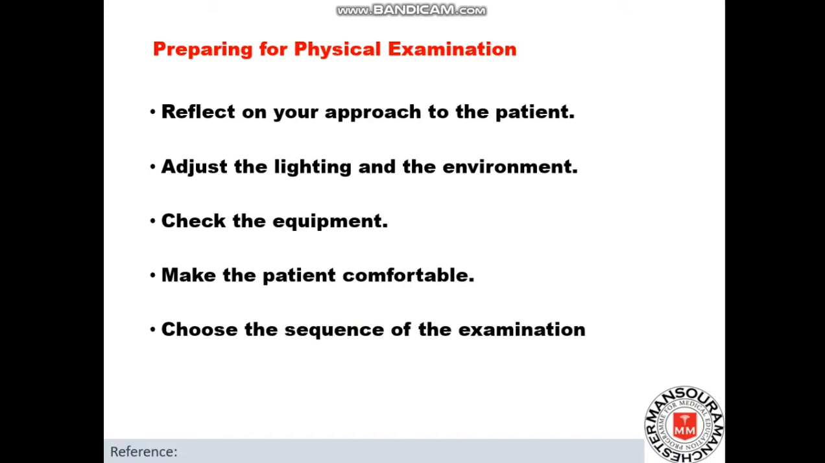First of all, during physical examination, you must arrange these rules and prepare yourself for clinical examination. Reflect on your approach to the patient, adjust the lighting and the environment, check the equipment, for example, thermometer or sphygmomanometer, make the patient comfortable, and choose the sequence of the examination.